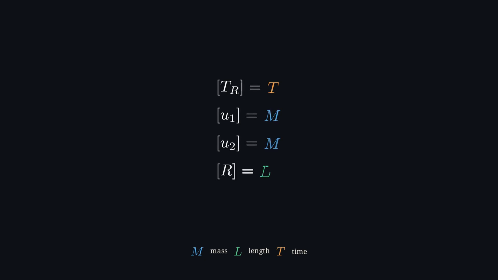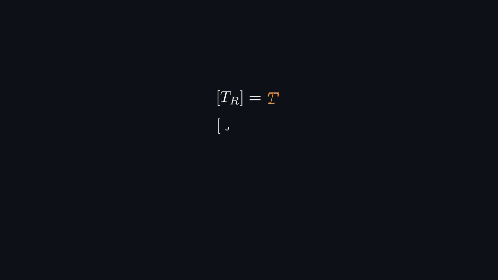Now translate each one into fundamental units. The period is a time. Both masses are, well, mass. And the distance is a length. Three basic dimensions in play: mass, length, and time. And here's where it falls apart.